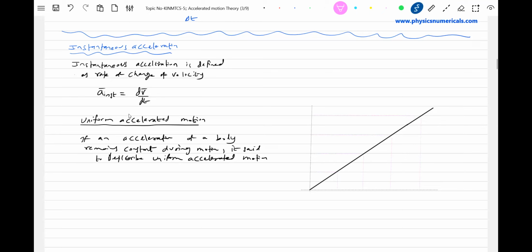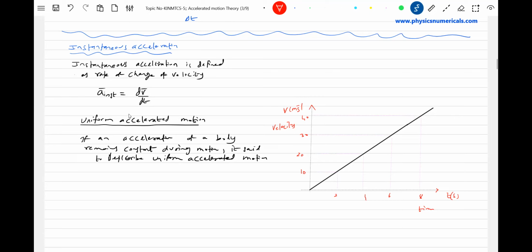Okay, so this is the velocity axis, and this is the time axis, t in seconds. Let this be 2 seconds, 4, 6, 8. And let the speed of the particle increase in this order: 10, 20, 30, 40. Now I can say that for every 2 seconds, the velocity increases by 10 meters per second.